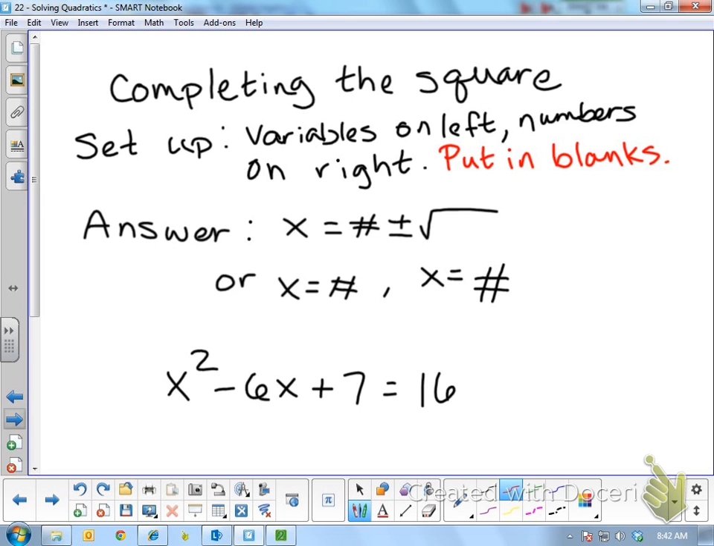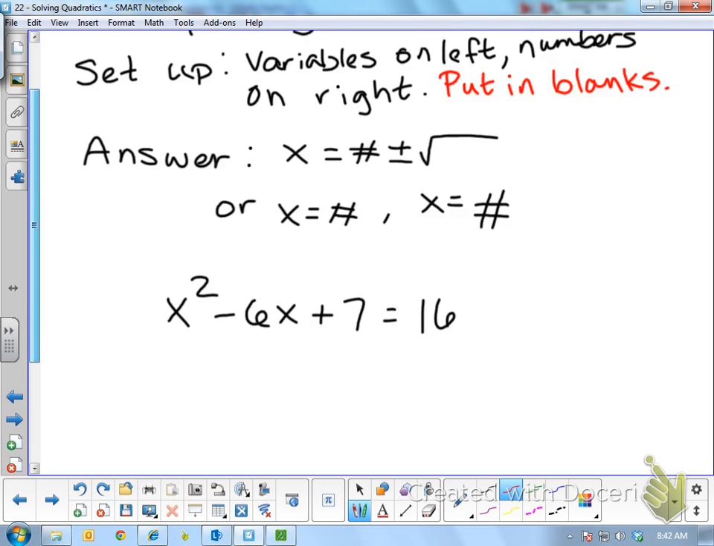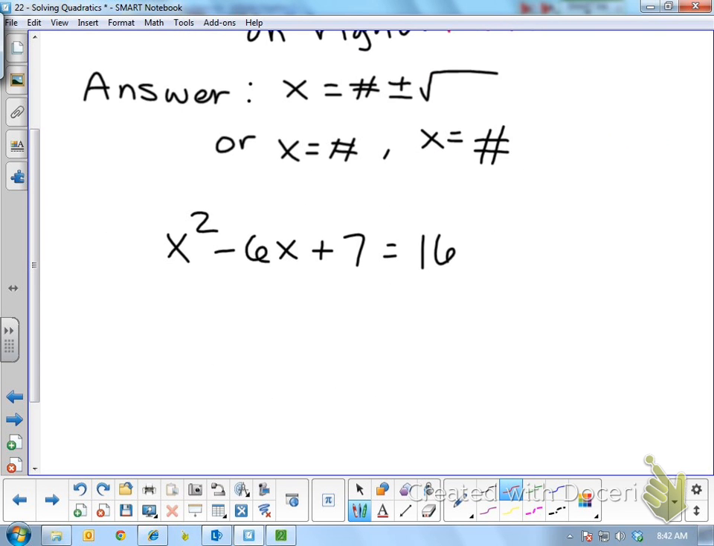So we have x squared minus 6x plus 7 equals 16. And we have to get it set up the way we want. So we wanted all the variables on one side, all the numbers on the other side. So right now we do have all the variables on one side. What number is in the wrong spot? 7. So we need to move it to the other side.